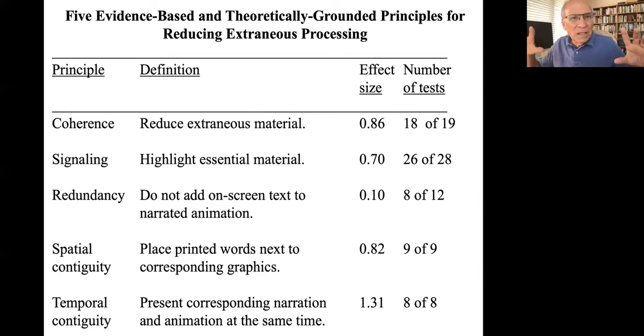So just to summarize, how can we reduce extraneous processing, this kind of wasted processing that just uses up our cognitive capacity? We can eliminate extraneous material in the lesson, or we can somehow highlight or cue that essential material. We can not add on-screen text to a narrated presentation. We can place printed words next to the corresponding graphics, or we can present corresponding narration and graphics at the same time.